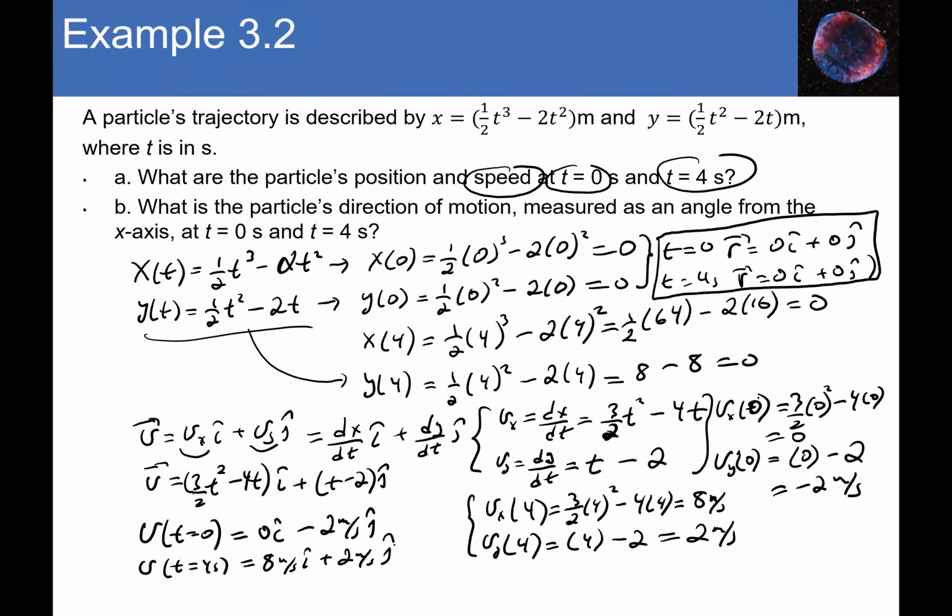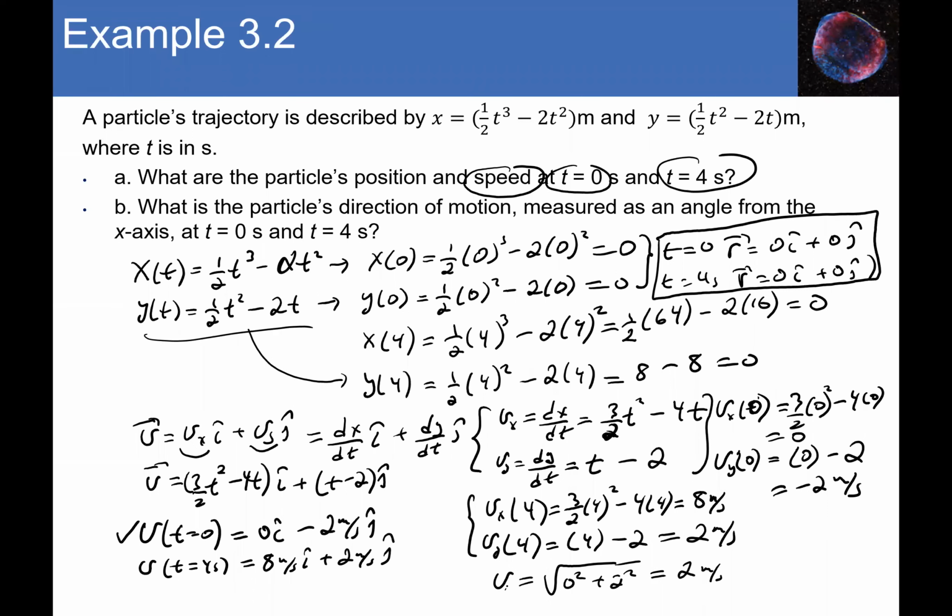Now, one thing I can do here is this. Remember, I want the speed. How do I find the speed? Well, think like this. I want speed at t equals 4 seconds. What I use here is this equation: V equals the square root of Vx squared plus Vy squared. So for the initial, it becomes the square root of 0 squared plus 2 squared, which gives me 2 meters per second.